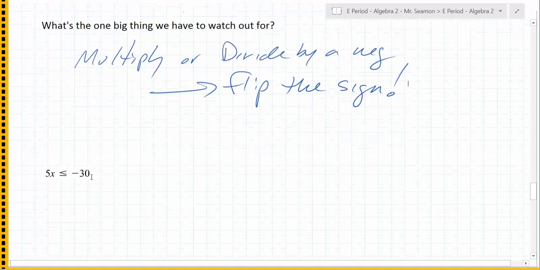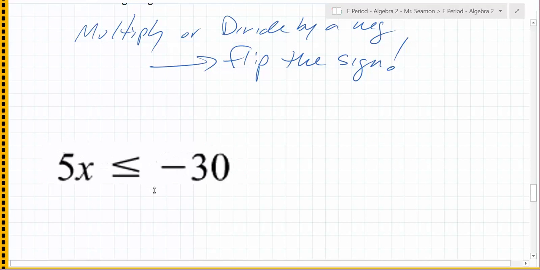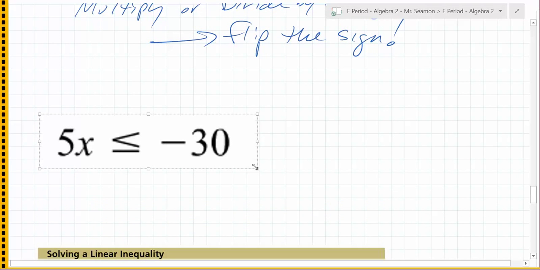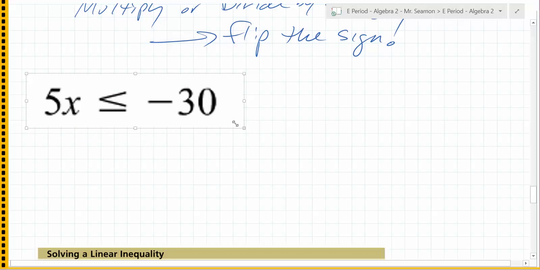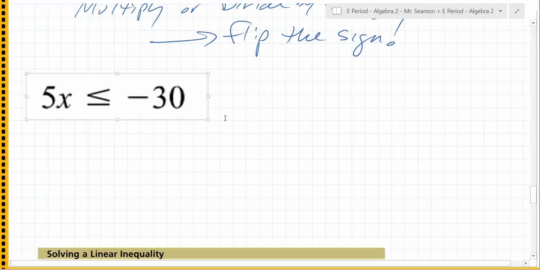Right. So on this one right here, Milo, if you wanted to solve for x, what do you have to do first on that one? Well, no, we have to do something that induces the flipping of the sign. What mathematical operation do you want to do to both sides? To isolate x, what do you want to do? Divide. Yeah, divide both sides by 5. So you have x something -6. Well, did we multiply or divide by a negative number? No, we didn't. So it's still this.